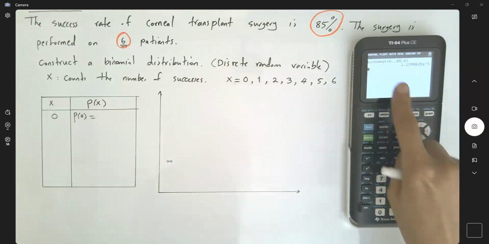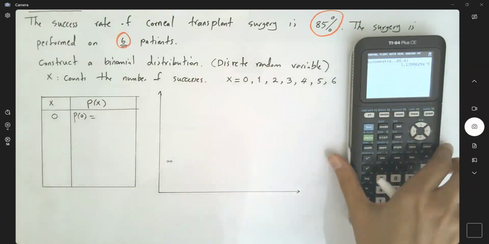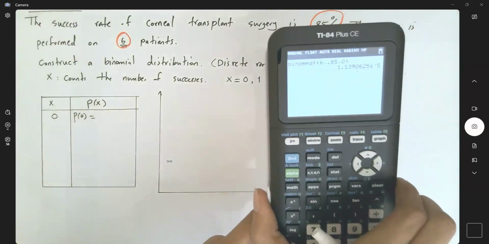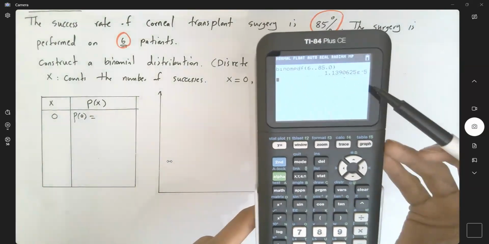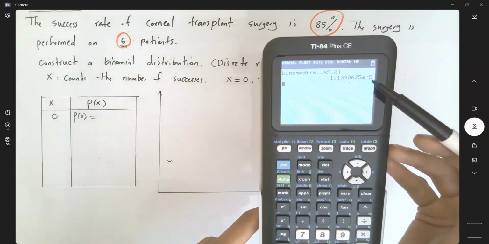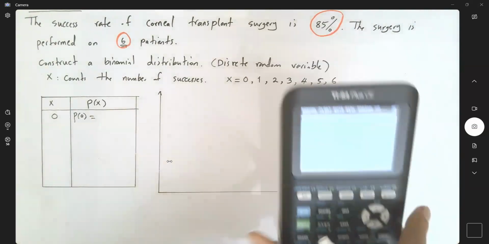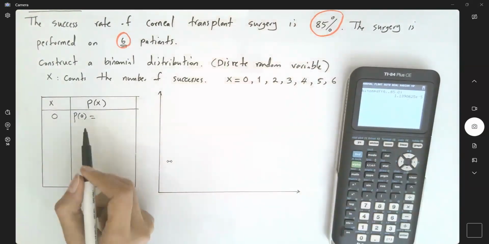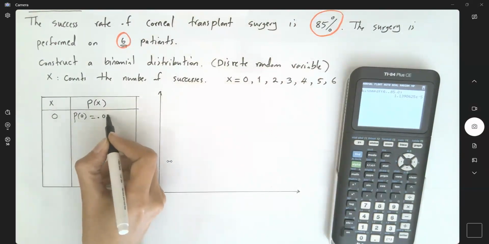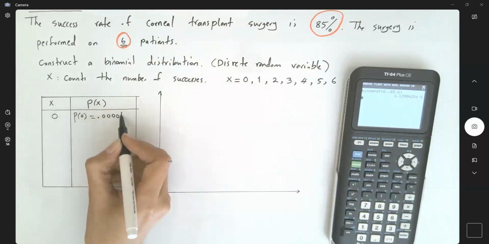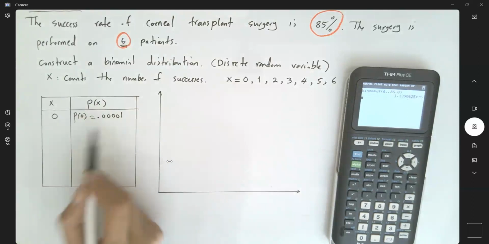And the probability, wow. When you see a number like this, it means that you need to move the decimal 5 places to the left-hand side. This exponent here, -5, means you need to move the decimal 5 places to the left. So basically, the probability that X is 0 is 0.00001. Very small probability, very small.